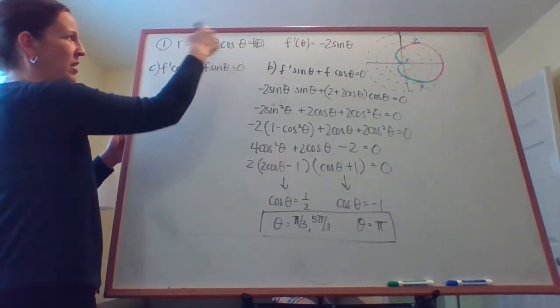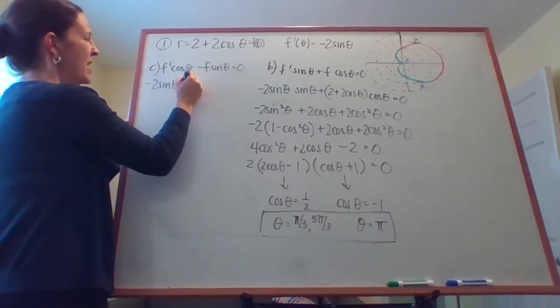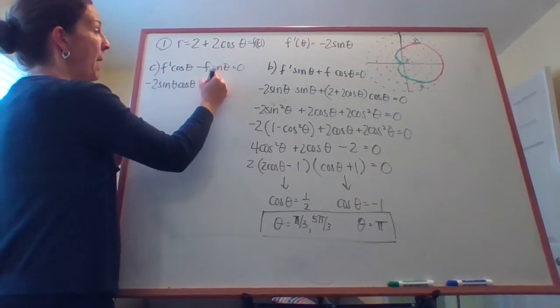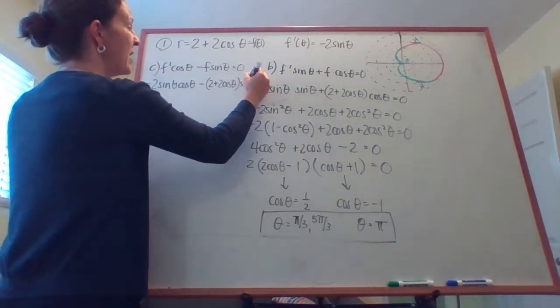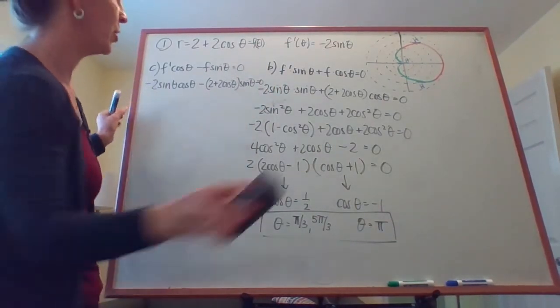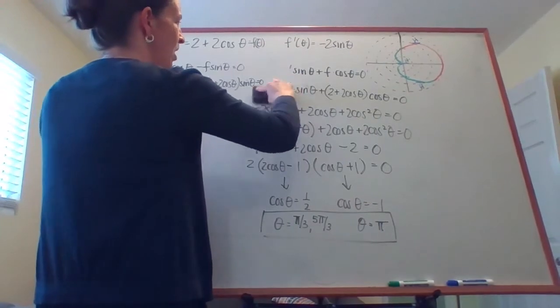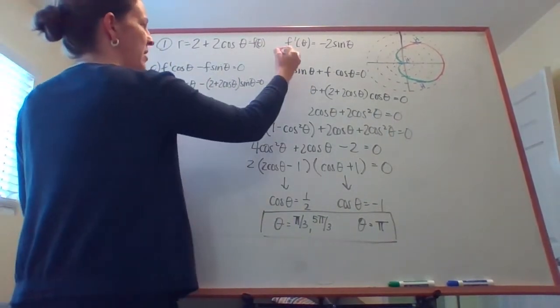When I substitute in f prime and f, I end up with -2 sine theta cosine theta minus 2 plus 2 cosine theta times sine theta is 0. And I'm going to get a little squished here with my past work, so I'm going to erase part of this just so that you can see it. Okay, and I'll draw a line there so it's clear.